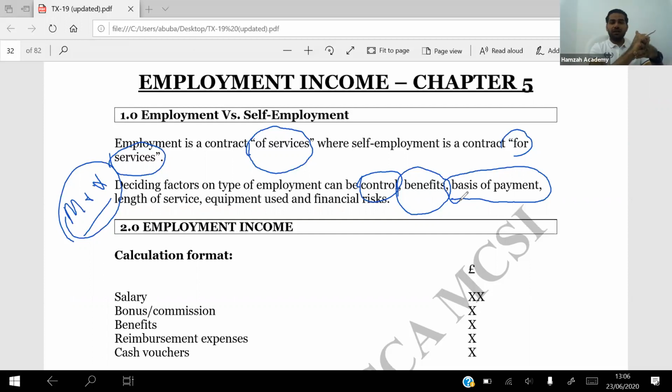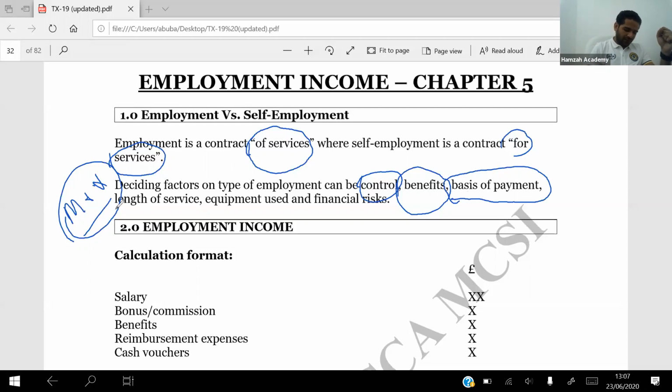That is not something which is derived from his profession, because as I said, the basis of payment in employment is always fixed and coming at some specific time. But in self-employment, it doesn't mean it will come at a specific time, and it doesn't mean it will be fixed, because in self-employment, he is the one who owns that venture, that profession.